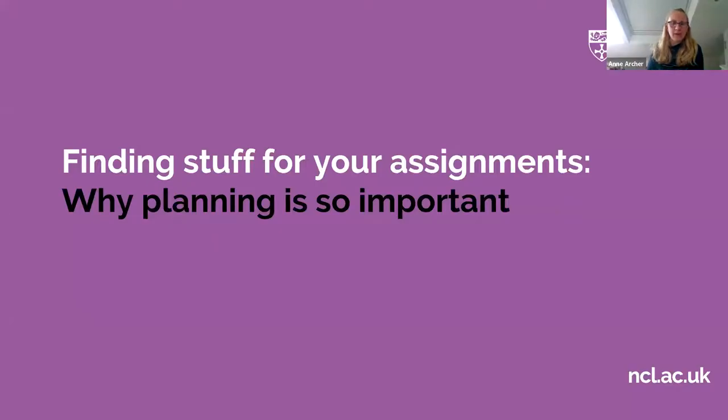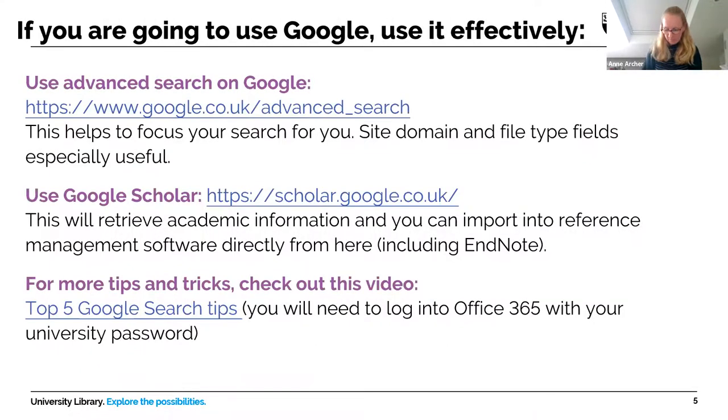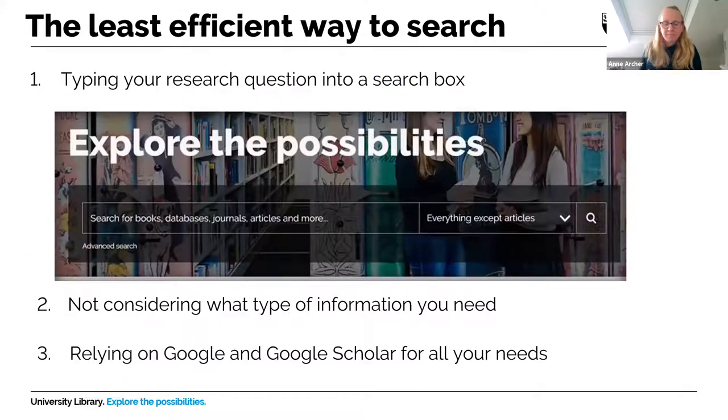So first of all, planning. The least efficient way to search is basically not to plan. I don't know how many of you do that, what's happening in the search box now on the screen, of literally going to Google or Google Scholar or library search and typing an assignment question into that application. Sorry, I don't know why it skipped on there. I do it too. I've done it in the past. It's so tempting, isn't it, to just type it in.